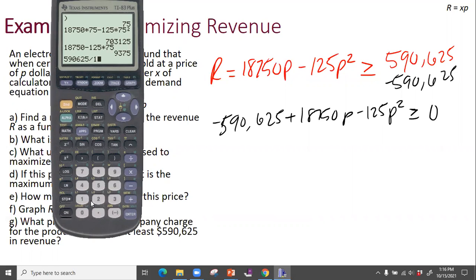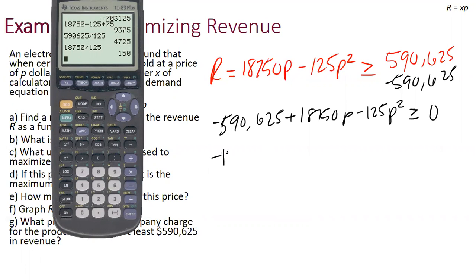So if I divide this by 125, I get that. And then 18,750 divided by 125, I get that. Perfect. So we're going to factor out negative 125. And by doing that, we're left with P squared minus 150P plus 4,725 is less than or equal to 0.